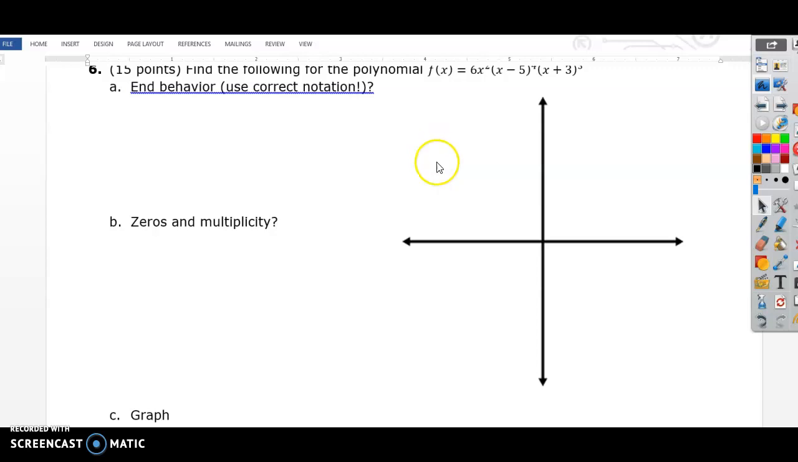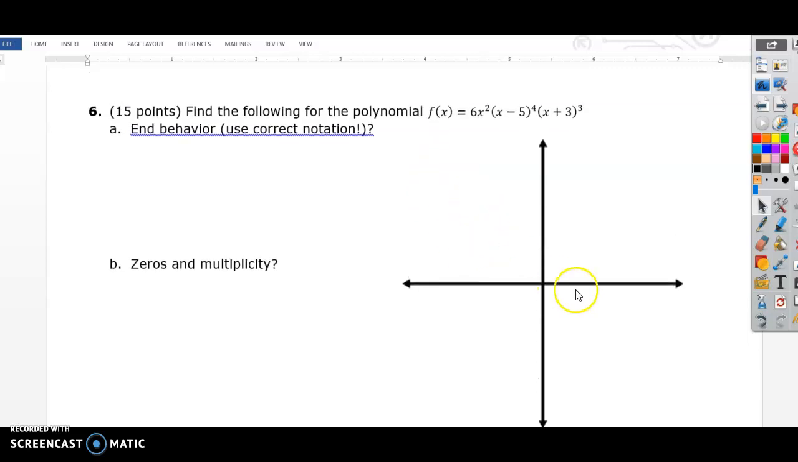So we're going to find the following for the polynomial: 6x squared, (x minus 5) to the 4th, (x plus 3) to the 3rd. You should notice that this polynomial is in factored form because it has these parentheses. So if it already has the parentheses, I don't need to do p over q, and these already tell me where it's going to hit the x-axis.